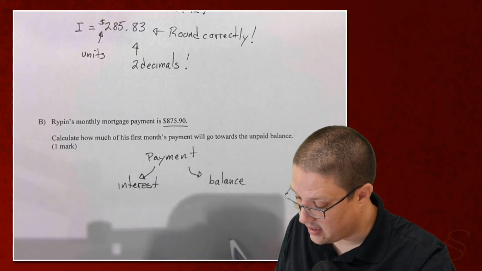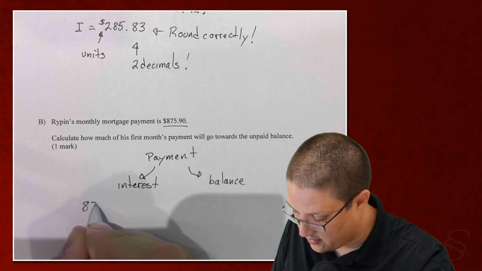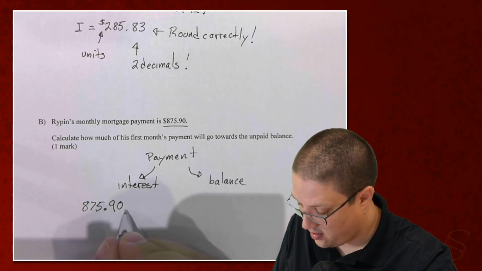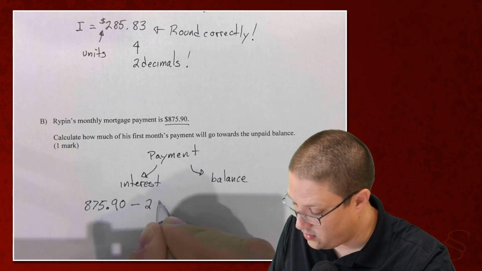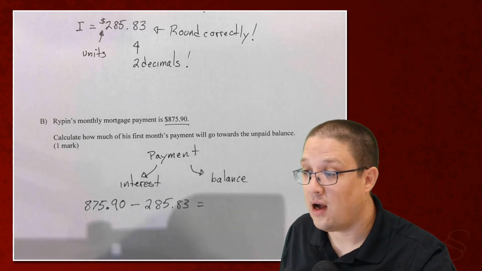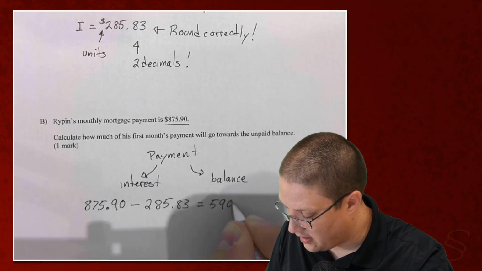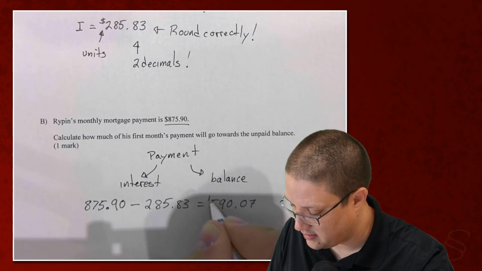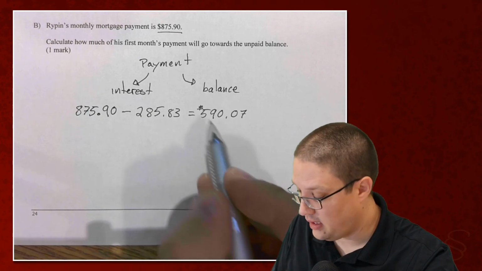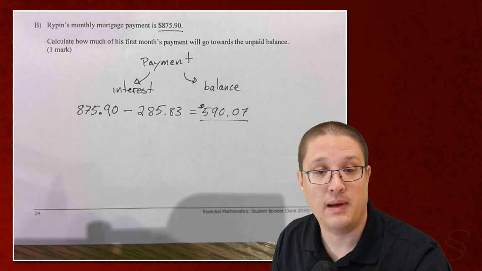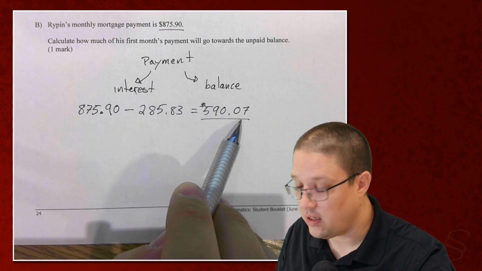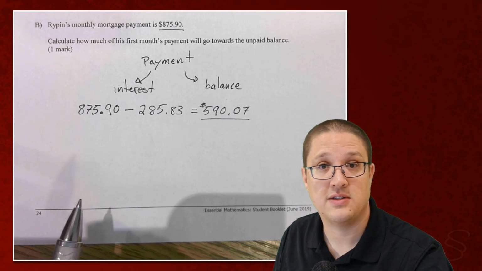What I can do in this case is go the $875.90 is how much he is paying each month. If I subtract the $285.83 from that, I end up with $590.07. And that is how much he actually is paying off towards the unpaid balance. The $285.83 goes to the bank in interest. $590.07 goes to paying off his balance.